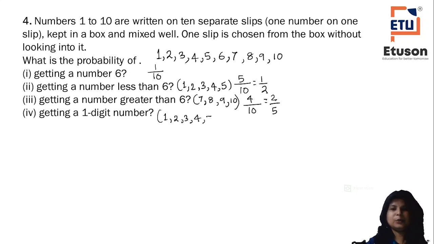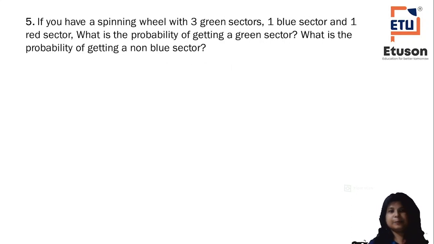So 1, 2, 3, 4, 5, 6, 7, 8 and 9. So what will be the probability? What will be the numerator here? So the numerator will be 9 divided by the total number of outcomes, that is 10. So the answer is 9 divided by 10. Okay, so the probability will be 9 divided by 10. Okay, children, hope you have understood this. Now let us go to the next question.